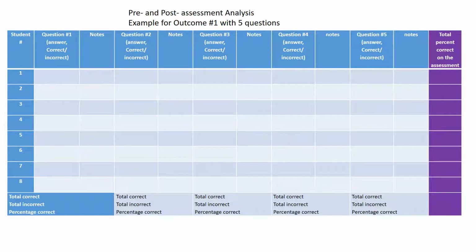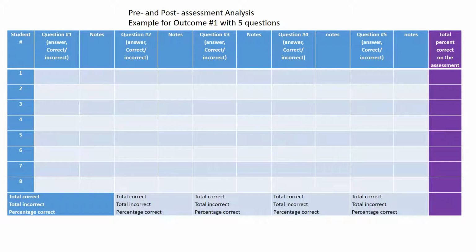Did they not show their regrouping, carry a digit, and therefore added incorrectly in the hundreds column? So what is the mistake? Can you identify the mistake in thinking or misconception that they have for getting the wrong answer? And you'll do that for each question on the test.